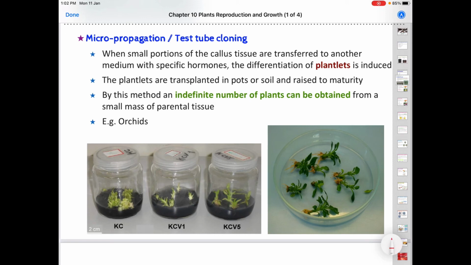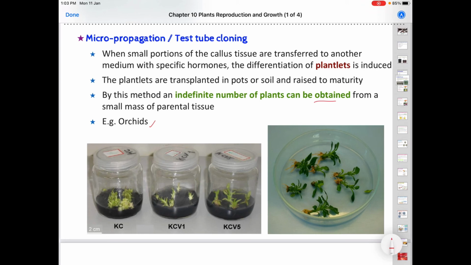Normally we do tissue culture for exotic plants, or plants whose species are going to be extinct, or very valuable plants. Normally orchids. We do tissue culture on orchids because some of the orchids are rare to find in the woods, and they are very precious. By this method an indefinite number of plants can be obtained, so we can get this plant in numerous numbers by doing tissue culture.